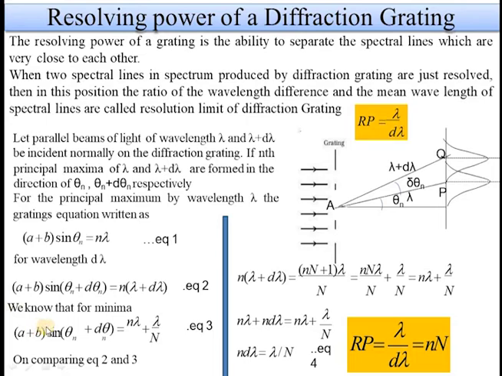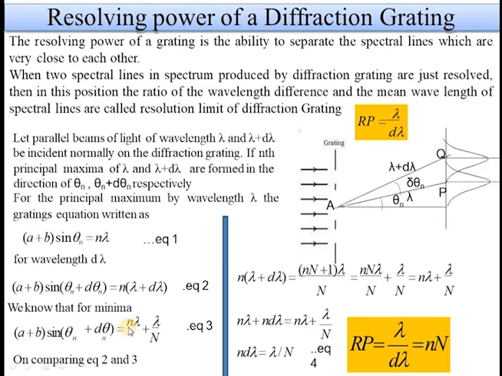A plus b sin theta plus d theta equals n lambda plus lambda by n. Okay, this is the condition for minima. Here lambda by n is the additional path difference introduced for the minima at the point P. And a plus b sin theta is equal to n lambda is the condition for maxima.